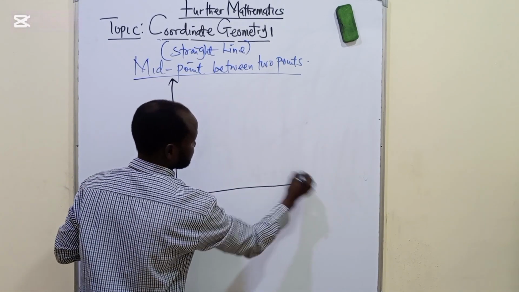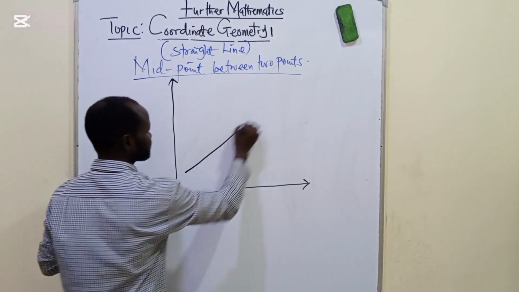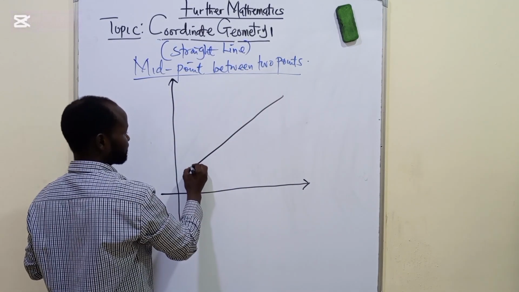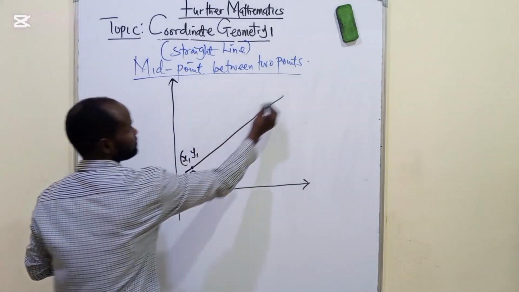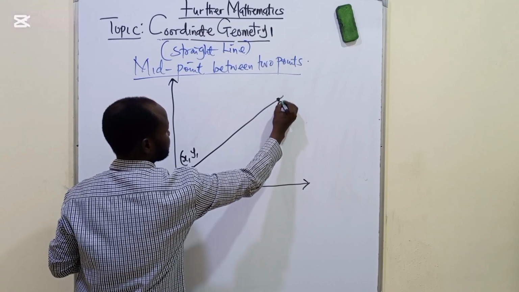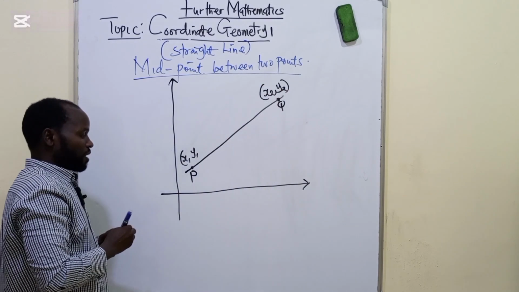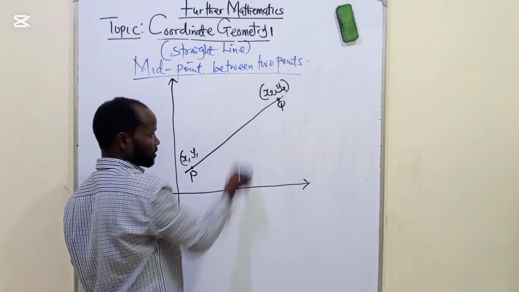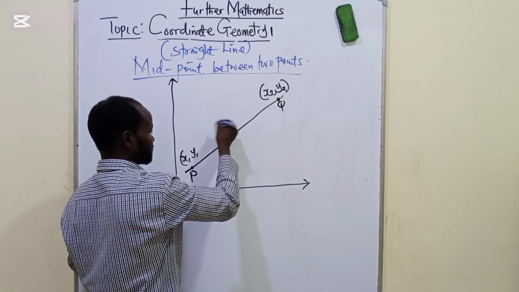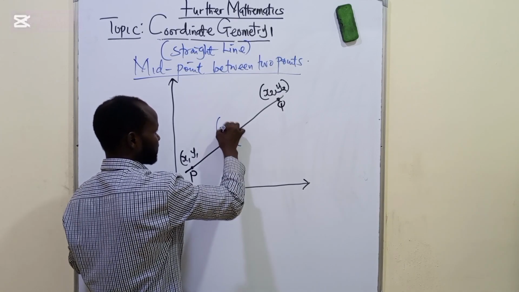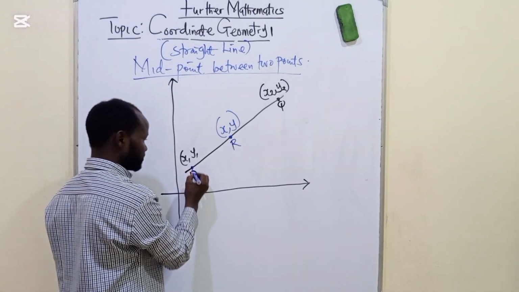Let me draw it big, whereby we have P, which is x1, y1. Then we have Q here, which is x2, y2. We are asked to find the midpoint or the midway between P and Q. Let it be this way, which is R, that's x, y. Very important.